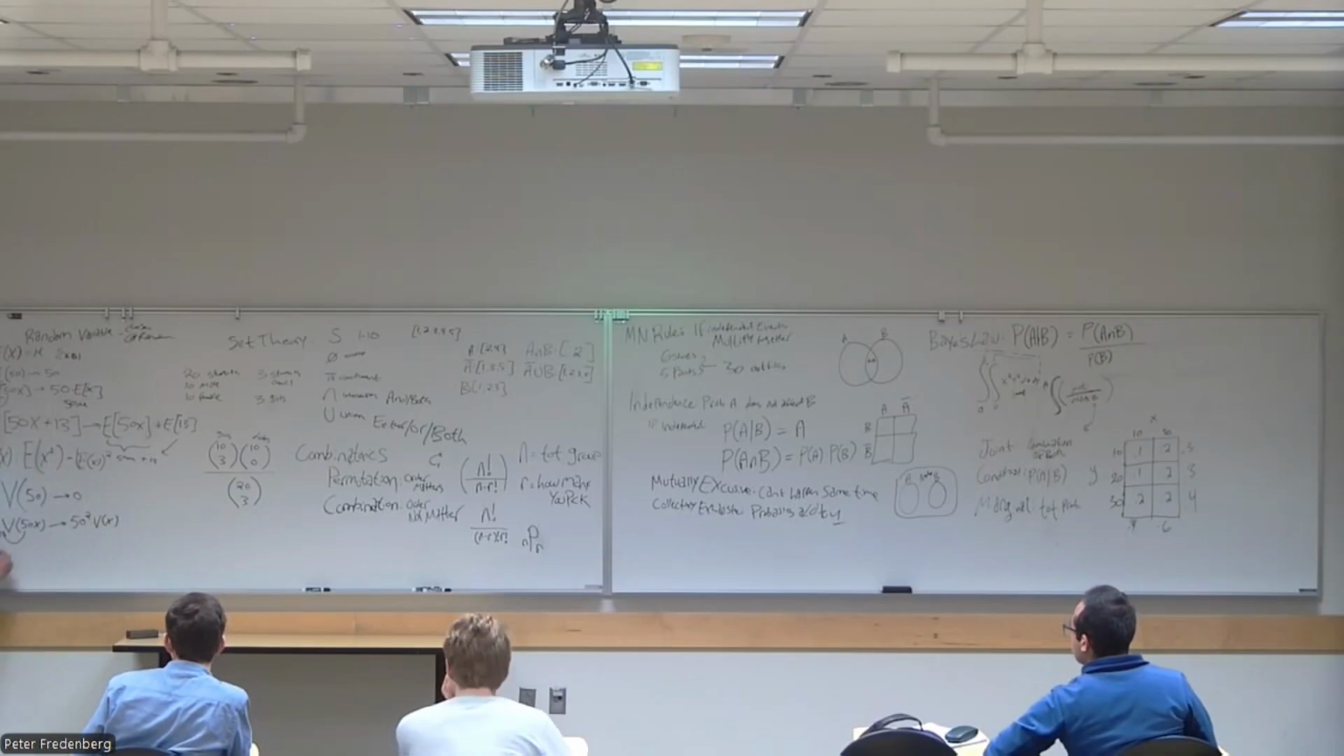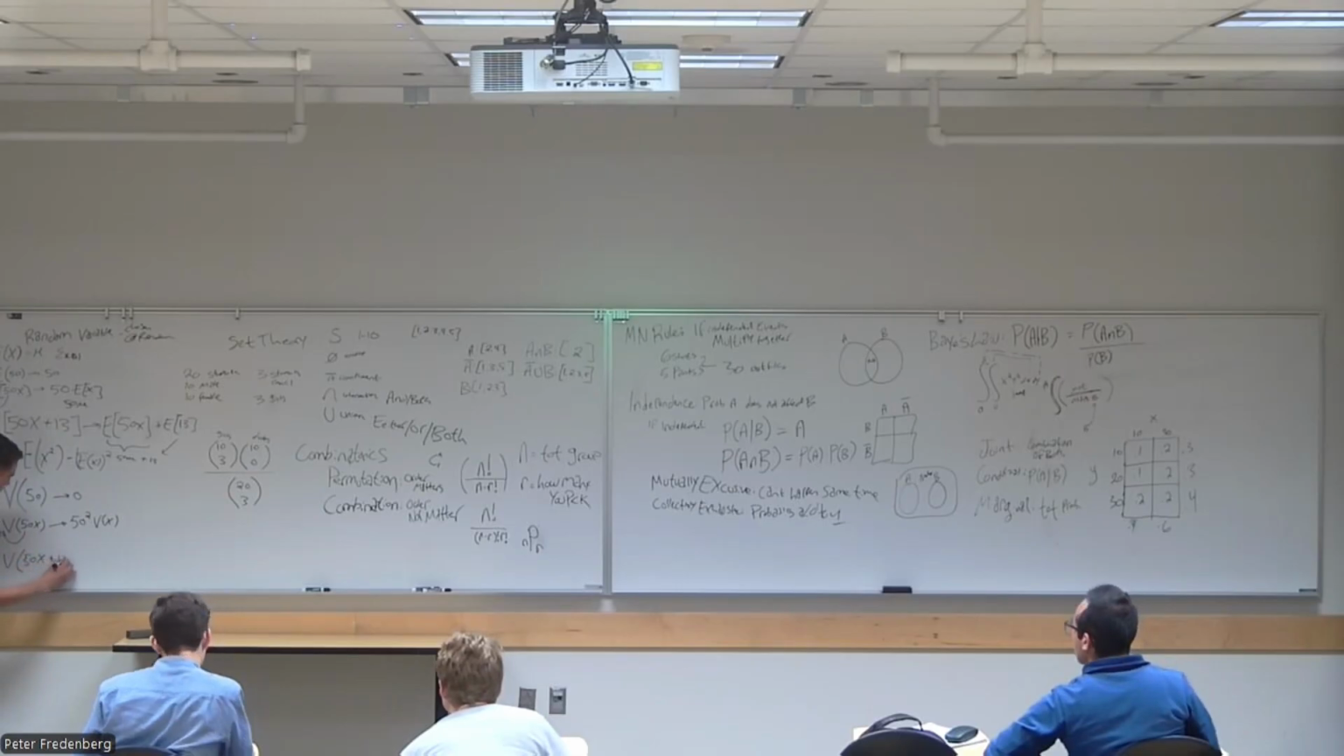And then the last one: what if we have the variance, kind of like we did up here, of 50x plus 13? How could we go about this here? What would it equal?